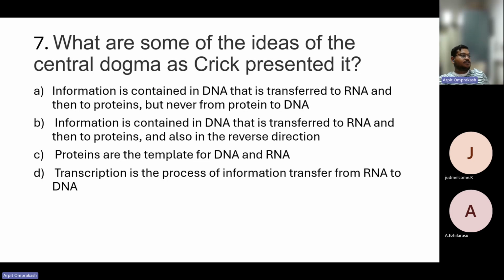What are some of the ideas of the central dogma as Crick presented it? Information is contained in DNA that is transferred to RNA and then to proteins, but never from protein to DNA. This is true. Information is contained in DNA that is transferred to RNA and then to proteins, and also in the reverse direction. This is false because protein does not give rise to RNA or DNA. Proteins are the template for DNA. Again, this is false. Transcription is the process of information transfer from RNA to DNA. This is called reverse transcription. So the answer here will be A.